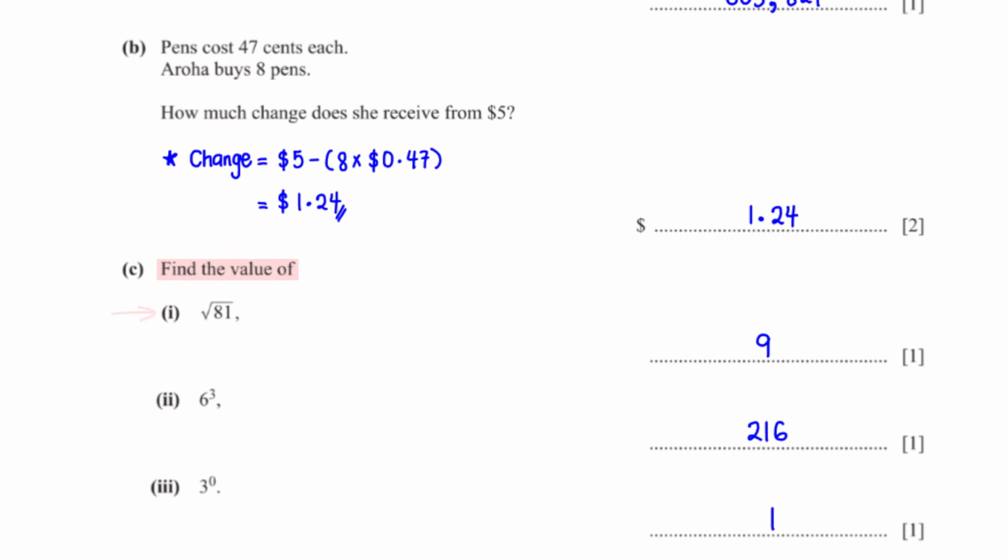Find the value of square root of 81. When we type this into the calculator, we get 9. Find the value of 6 cubed. When we type this into the calculator, we get 216. Find the value of 3 raised to the power 0. Any number raised to the power 0 is 1. So 3 raised to the power 0 is 1.